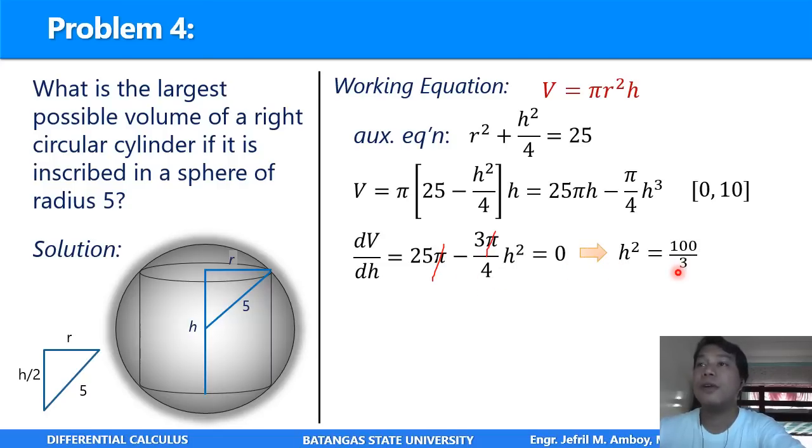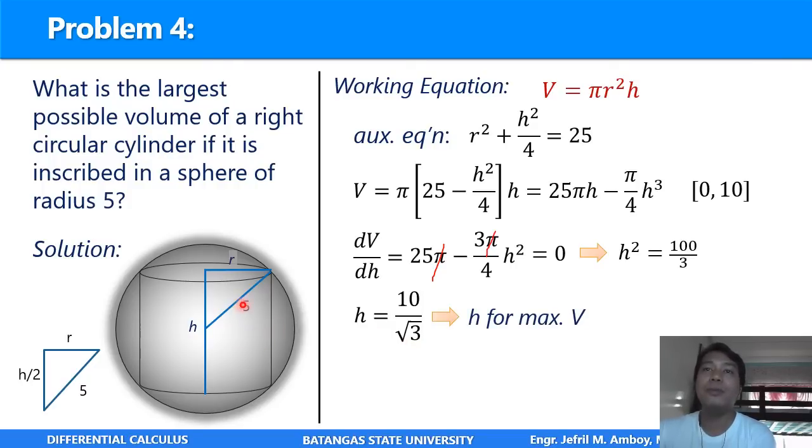Ayan. So, from that, we can now solve for the value of h, which is square root of 100 over 3, which is 10 over square root of 3. So, ngayon, ano na ang saysay at kahulugan ng value ng h na nakuha natin? Again, this is the value of h that will maximize the volume of this cylinder. Now, kapag ang h na ginamit mo ay 10 over square root of 3, yun ang magbibigay sa iyo ng pinakamalaking volume ng cylinder. So, ang hinahanap dito, largest volume.